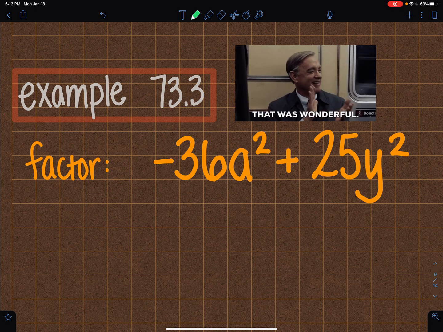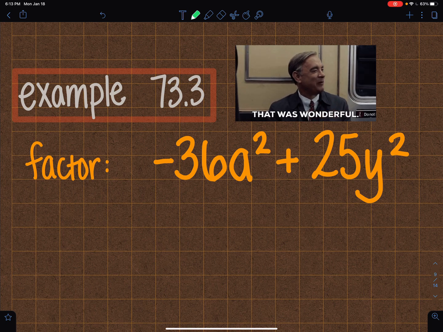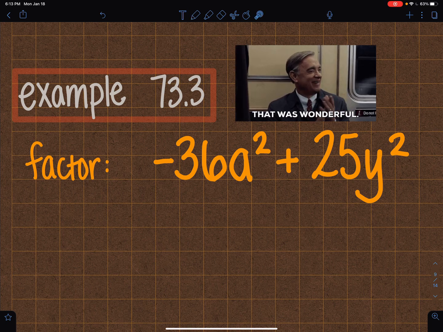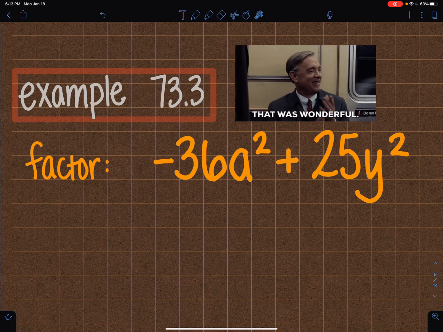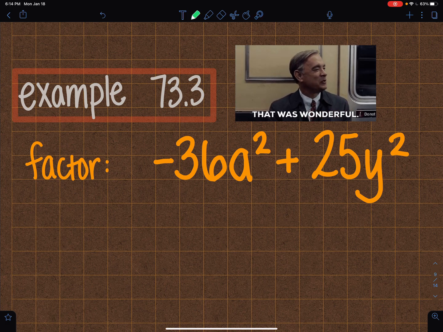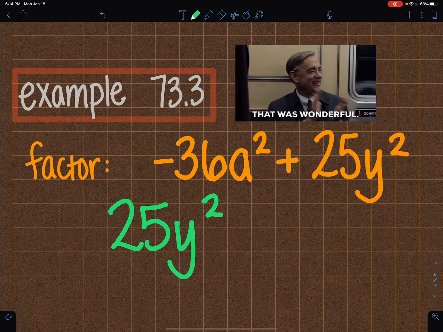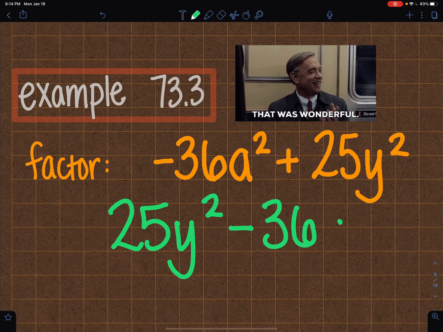All right, let's do 73.3. They want us to factor this guy. Now look, this is actually a sum, and then there's a negative sign out here. So I'm going to do that little tricky trick that we did before and just change the order here. I'm going to do 25y squared minus 36a squared.